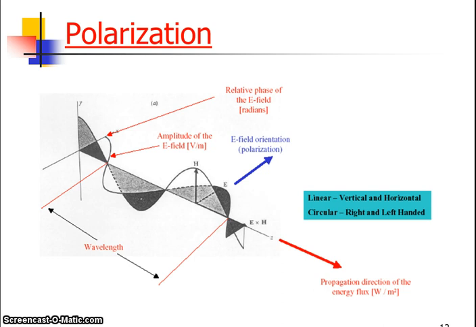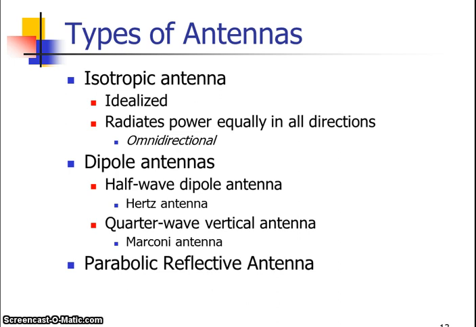The types of antenna. Isotropic antenna: it's an idealized, hypothetical antenna which radiates uniformly in all directions, as we already discussed. Dipole: these are basically called half-wave dipoles, or lambda by 2 dipoles. There are also quarter wave vertical antennas. The parabolic reflector antenna is also one type of antenna.